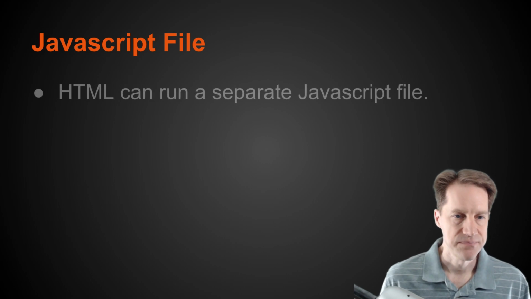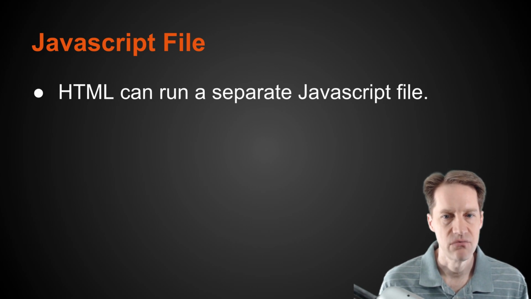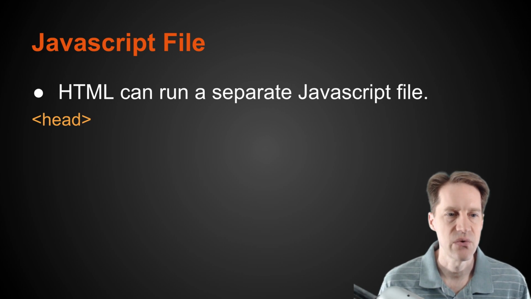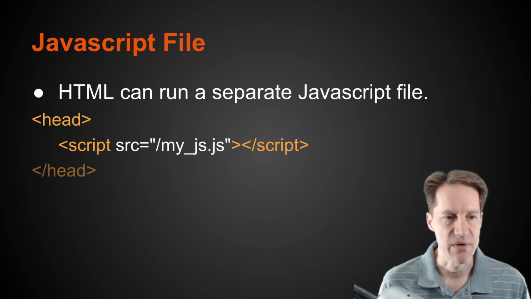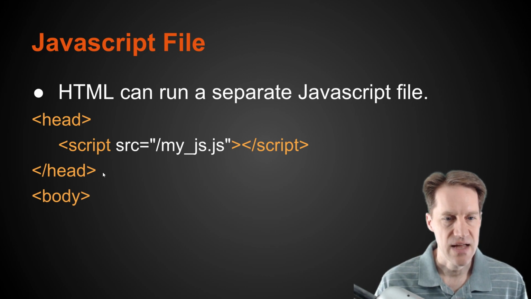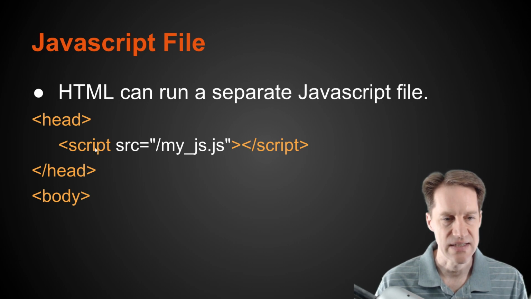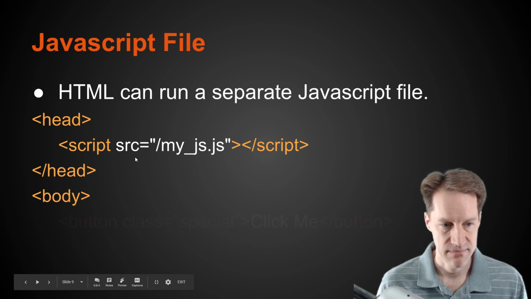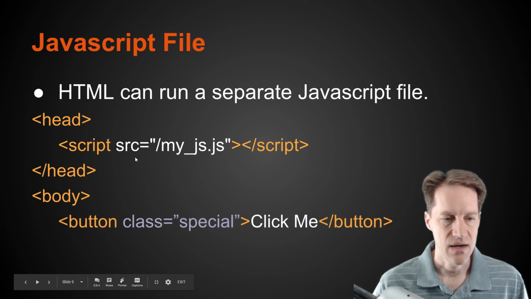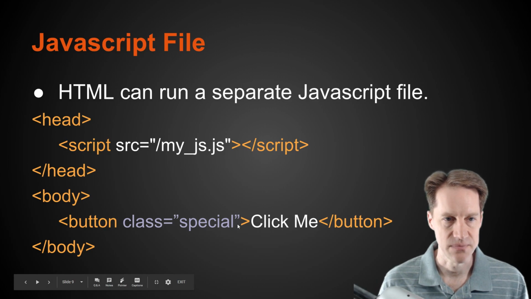Now a JavaScript file. So again, HTML can run a separate JavaScript file, and it will just go through and execute all the information in there. So for example, within this head tag, we have a script tag. So again, there's a typo in the previous one where I said link. It's actually a script tag that has a source attribute that defines the file of the JavaScript you want to run. And that can be in the head of the HTML, or it can be somewhere within the body. So it doesn't need to be in the head. And imagine this particular JavaScript did something when you clicked this button with a class of special.